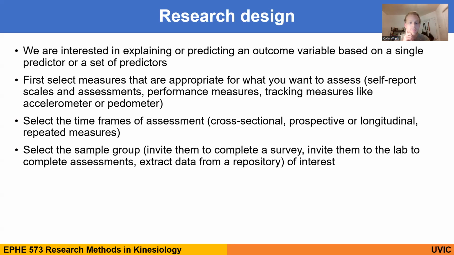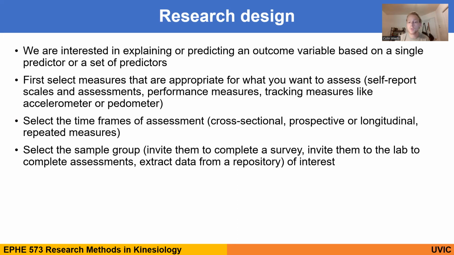And then we obviously need to select a sample who's going to complete our measures. So we might have them complete a survey online. We might recruit people and send them a survey on SurveyMonkey online. They fill it out. They might come into the lab and do it. We might have them come into a lab and complete measures at a single time point or multiple time points.